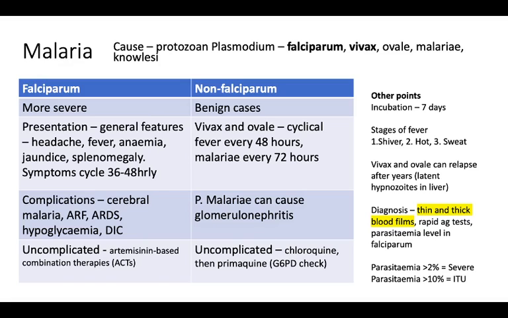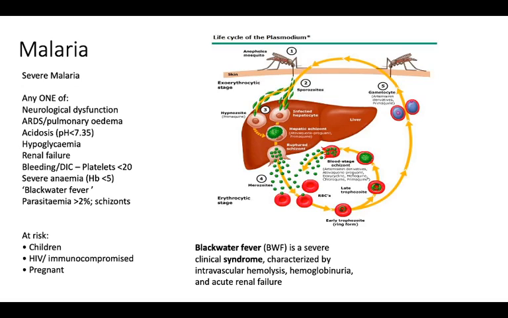There are some other features which also make someone fall into the severe malaria category, which I think I've got here. So any one of these features here can push a patient into the severe malaria category. They all involve organ involvement, essentially. The only one that's a bit weird is the black water fever, which is a severe clinical syndrome characterized by intravascular hemolysis, hemoglobinuria, and acute renal failure.